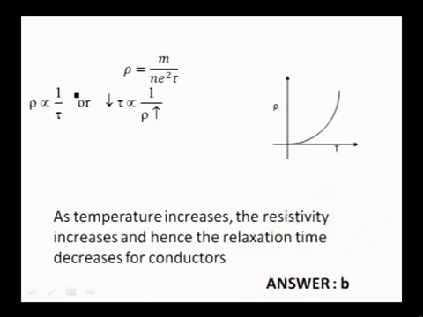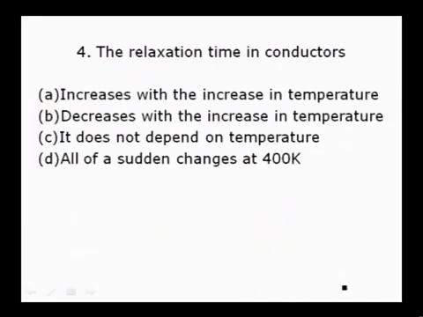We have a relation: resistivity is equal to m divided by n e square tau. Resistivity and relaxation time are inversely related. We have a graph of resistivity versus temperature for conductors, which increases with increase in temperature. If resistivity increases, relaxation time decreases. As the temperature increases, the resistivity increases and hence the relaxation time decreases in a conductor. Therefore, the correct option is B.